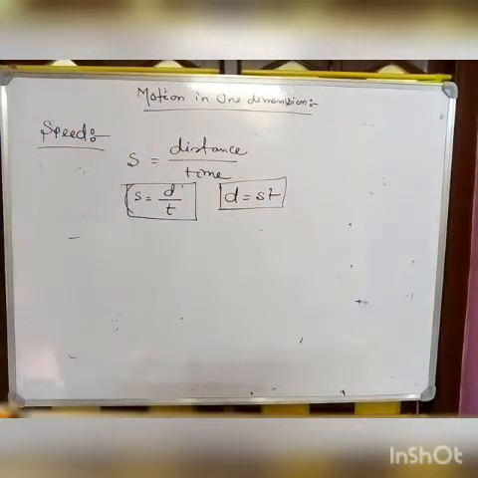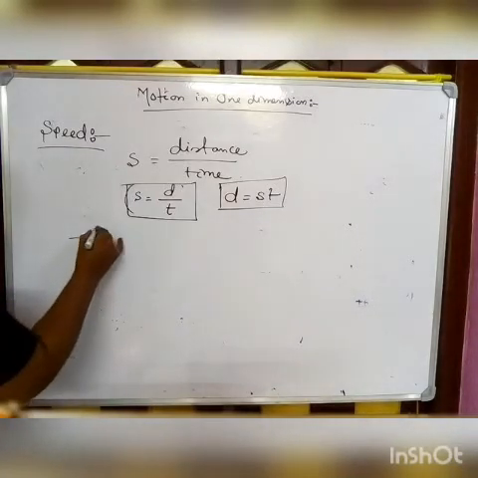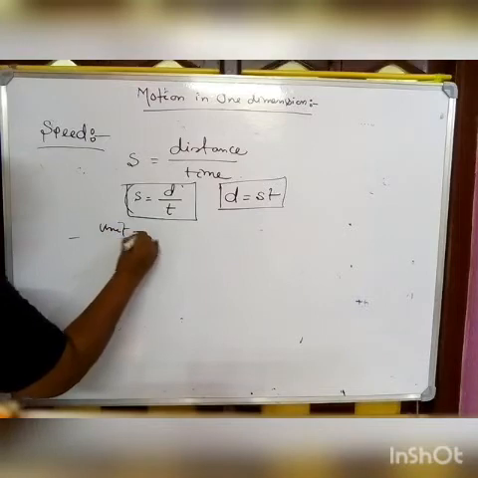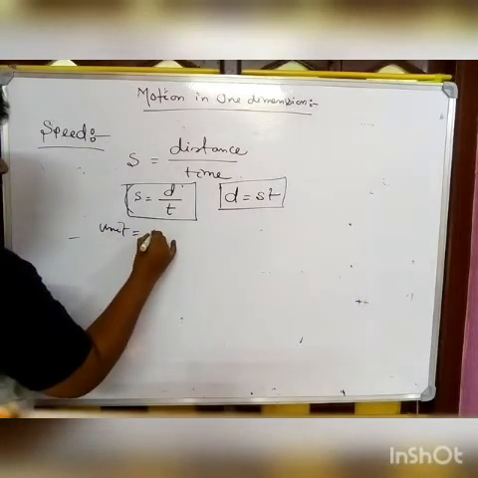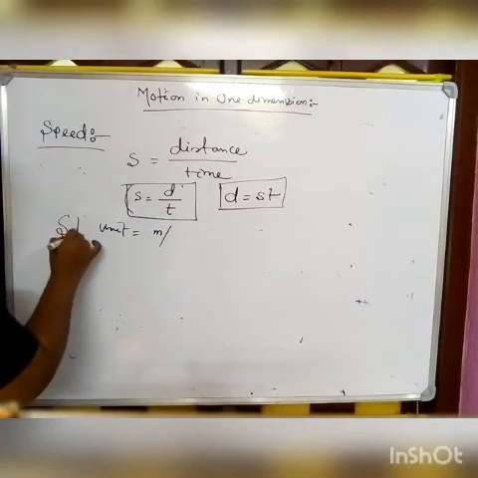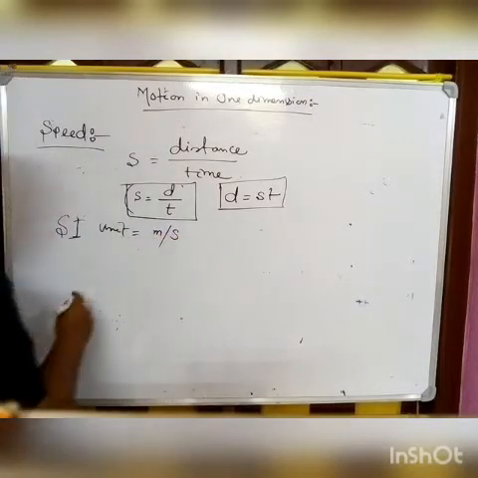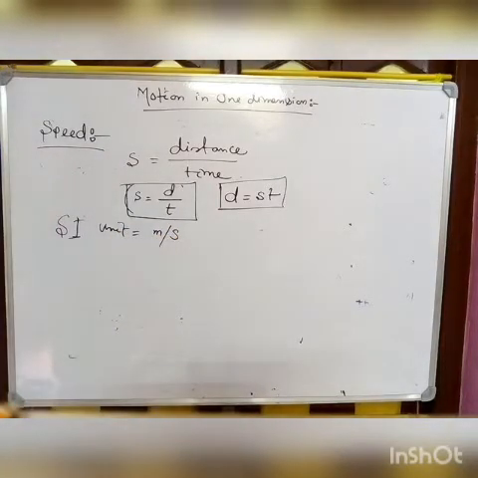So speed is nothing but the ratio of distance and time. That is very common if I am talking about units. The unit of distance is meter, the SI unit. The unit of time is second. So the unit of speed is meter per second. Now, what are the characteristics of it?